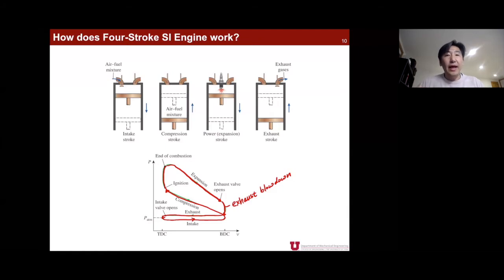This whole task was done by an engineer in Germany whose name is Otto. He was the first one who invented that cycle, which is the theoretical base of that spark ignition engine. So what he thought is like this. Now let's take a look at the intake stroke and exhaust stroke. Let's take a look at this part, okay?